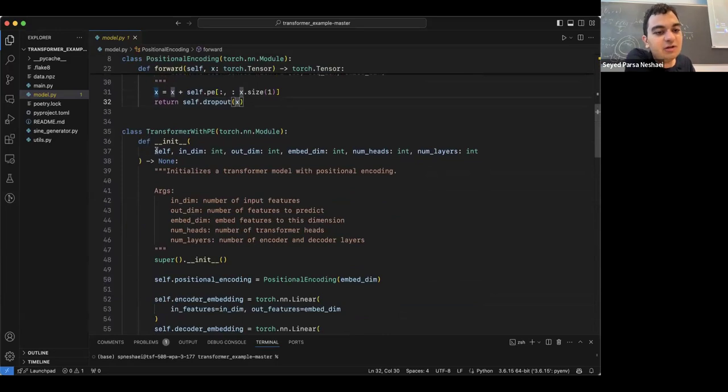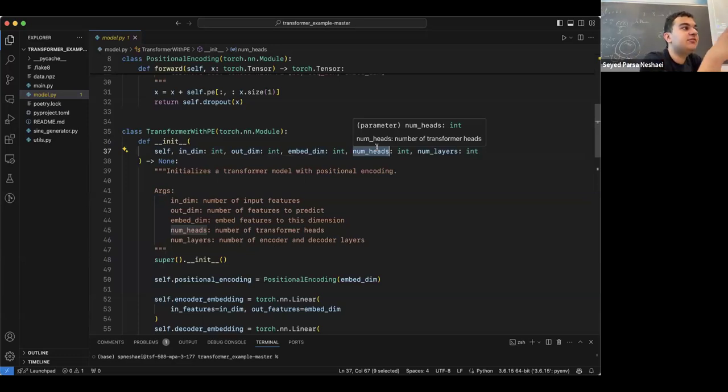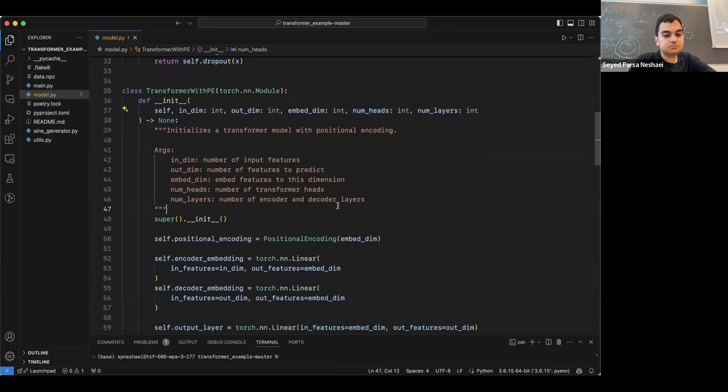And okay, here what do we give to the class? The dimension of the input data, the dimension of the output data, the dimension of the embeddings, the number of heads. The number of heads is again the number of different sets of query, key, values. So you can have multiple heads in a simple encoder. And the number of layers. Heads are inside each layer, and we also have several layers. So this is the thing.